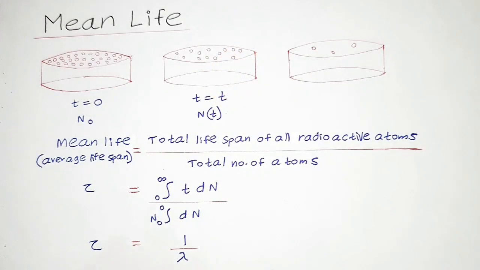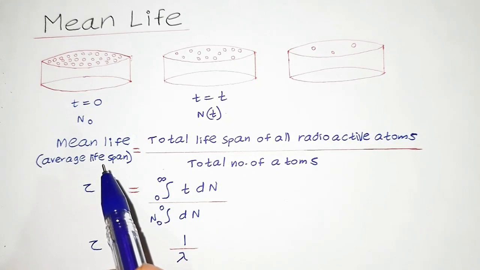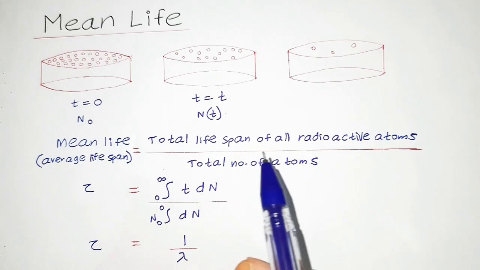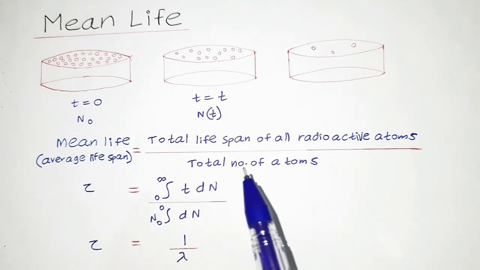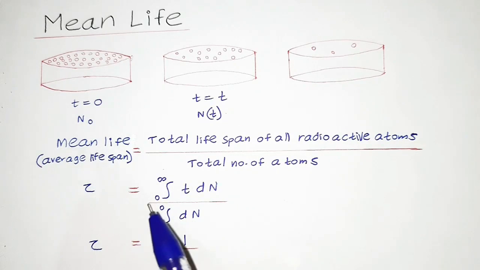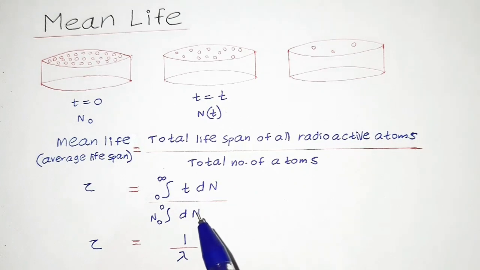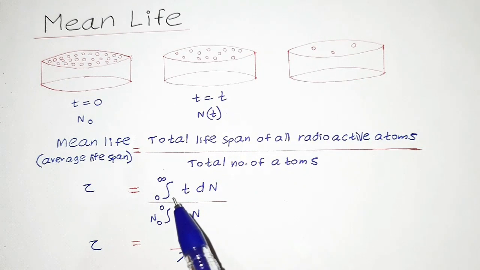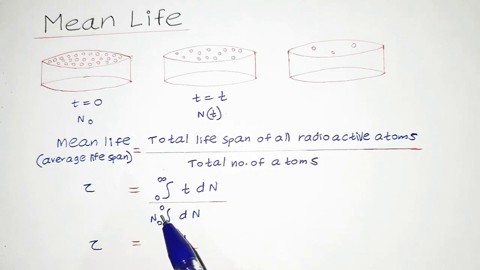The mean lifespan or the average lifespan of a radioactive sample can be simply defined as the total lifespan of all radioactive atoms divided by the total number of atoms. It is denoted by the symbol tau. This is equal to the following integration. The limits of the integration of time are from 0 to infinity, and the limits of the number of particles in the radioactive sample are from N0 to 0. We had a known number of radioactive atoms initially in the container, and when the radioactive decay has happened, we would have nothing remaining in the container, so we have the limit of 0.